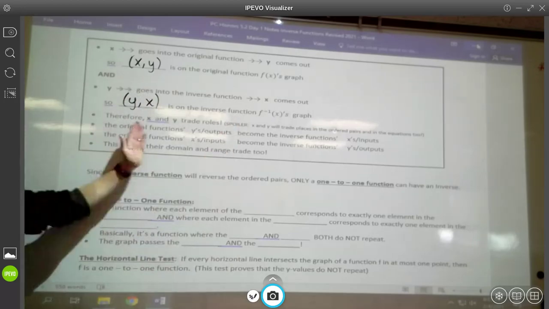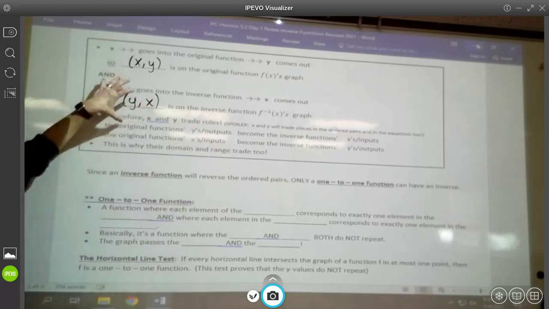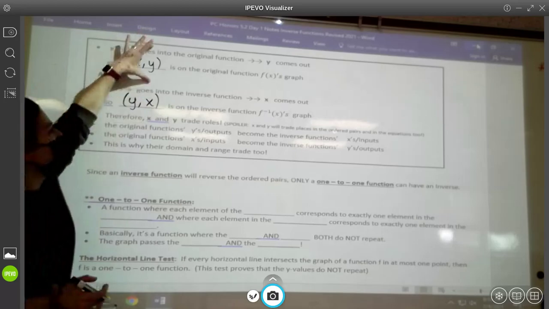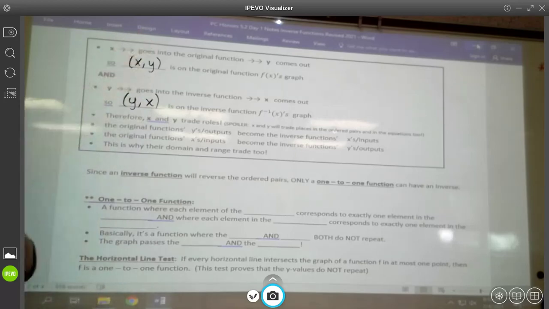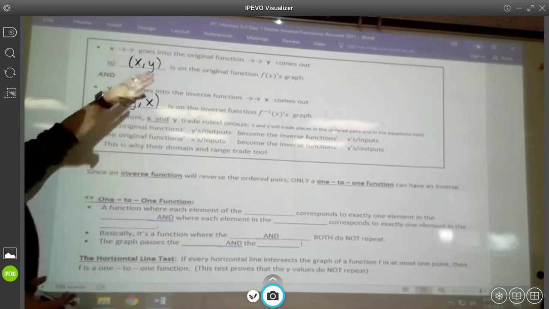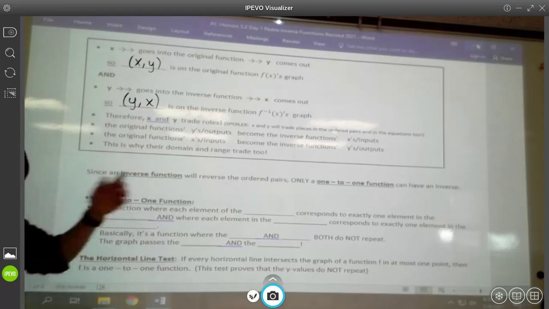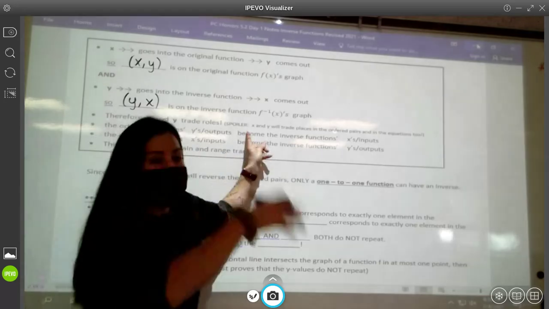So therefore, the x and y trade roles. The original x's become the y's of the inverse. The original y's become the x's of the inverse. They literally trade roles. This one's inputs are that one's outputs. This one's outputs are that one's inputs. They literally trade roles. So guys, just a little bit of a spoiler for the next day.